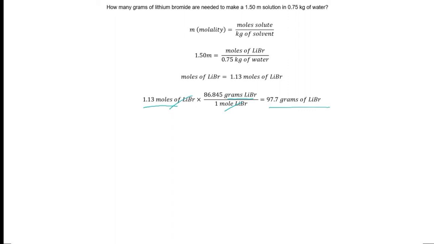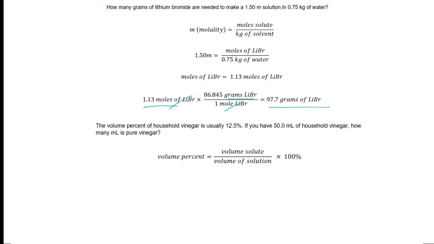And let's do one problem where we measure concentration in terms of percentages. The volume percent of household vinegar is usually 12.5%. If you have 50 milliliters of household vinegar, how many milliliters is pure vinegar? So let's get our equation for volume percent up. Here it is. It is simply the volume of our solute over the volume of our solution. Let's plug in what we know. We know our volume percent, our concentration, is 12.5%. Now in terms of knowing solution and solute here, let's just plug in what these actually are. So our volume of solute is our volume of pure vinegar.